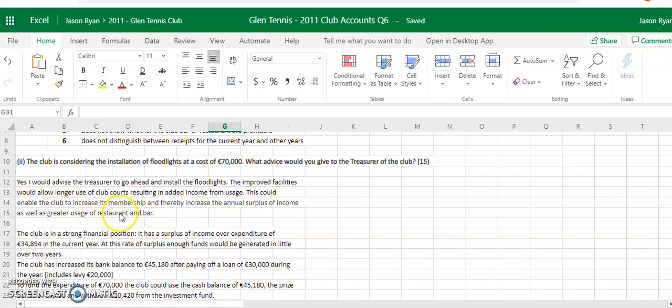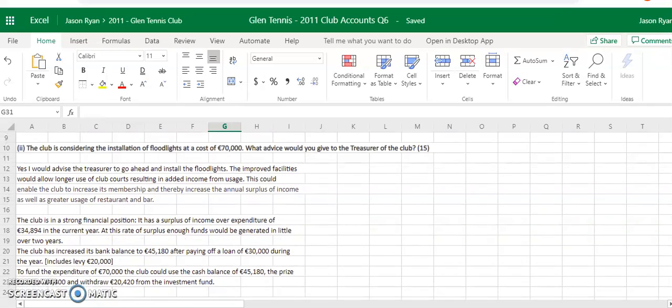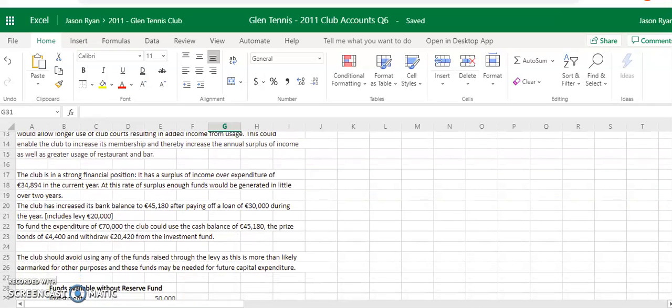This could enable the club to increase its membership and thereby increase the annual surplus of income, as well as greater usage of the restaurant and bar. So more people can use it, we get more members. If you have more members, then people are going to use the restaurant and bar more often, so it's going to increase the profit there as well. The club is in a strong financial position. It has a surplus of income over expenditure of 34,894 in the current year. At this rate, enough funds will be generated in a little over two years.